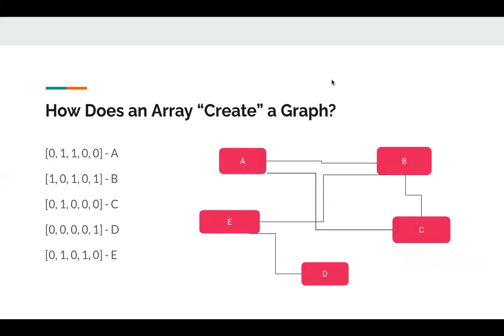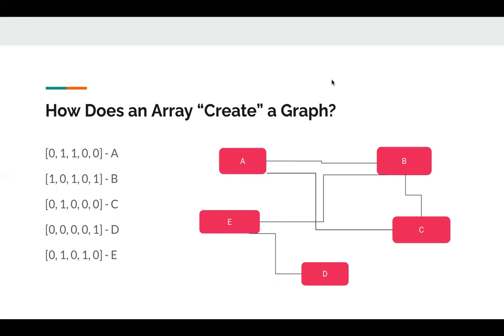How does an array create a graph? Well, in the array above, each row represents one lettered node on the graph. To read the array, row A, position A, corresponds to AA. Row A, position B, corresponds to AB, etc. Moving on to row B. Row B, position A, represents BA.